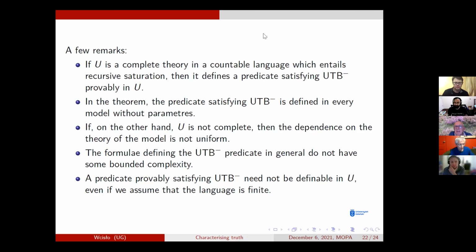Yes. Sorry. Two short questions, I hope. A naive question: what happens if you only have sigma 1 induction with the added predicate? Can you get anything from that?